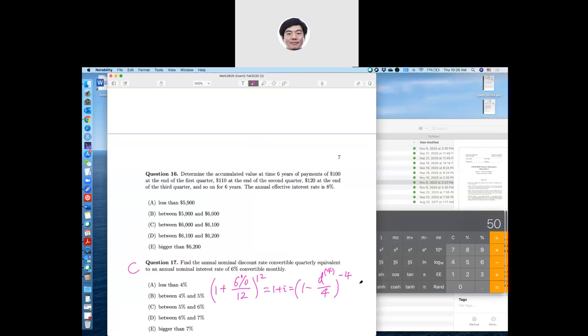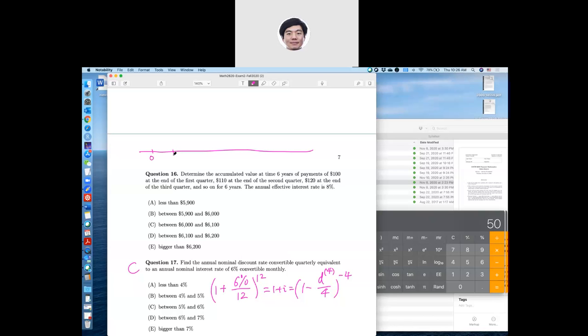Question 16, determine the accumulated value at time 6 years of payments, 100 at the end of the first quarter, for 6 years. So there are 6 years, and the payment is on a quarterly basis, meaning there are 24 payments. For 4 minutes, maybe you should be able to get the result one by one. But of course, let's not do it in a naive way. So we convert time. Okay, so that's at least my preference.